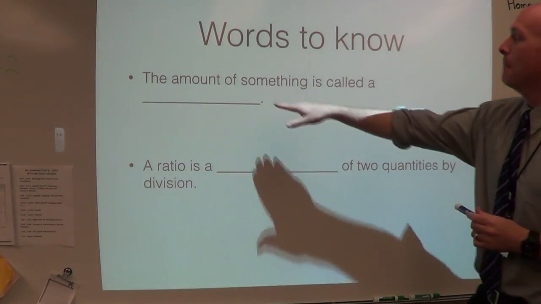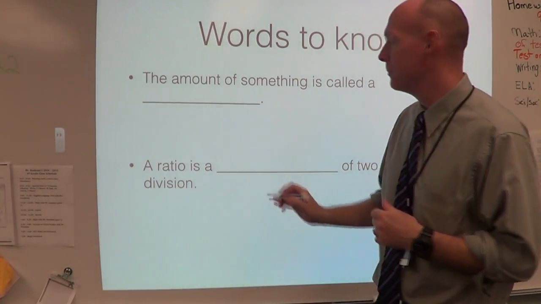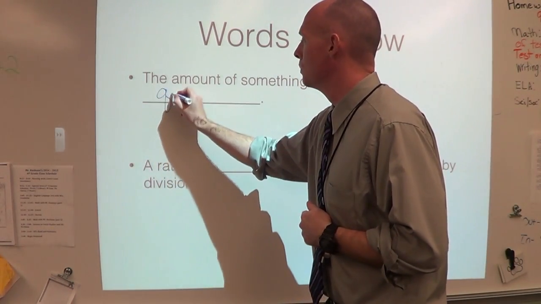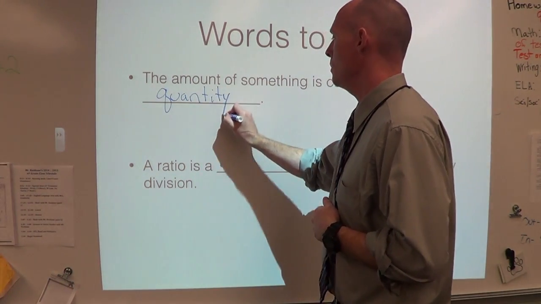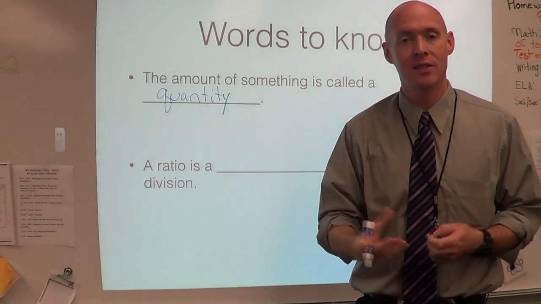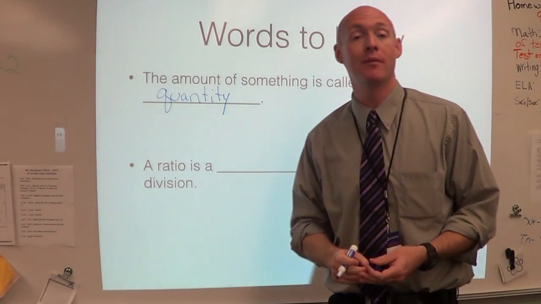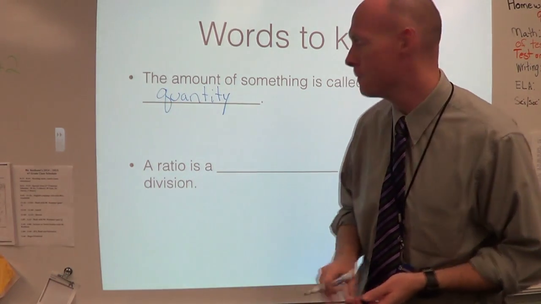First one, the amount of something is called a quantity. So we're just going to start using the word quantity instead of saying how much is that. For example, if I have 3 pens, I have a quantity of 3.